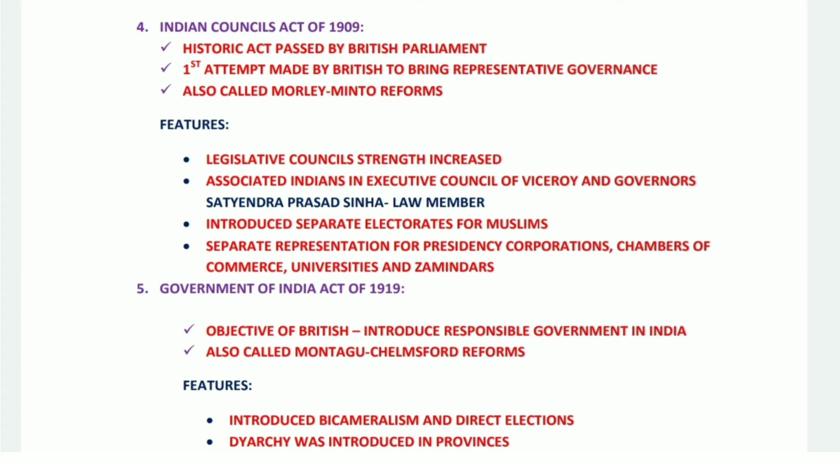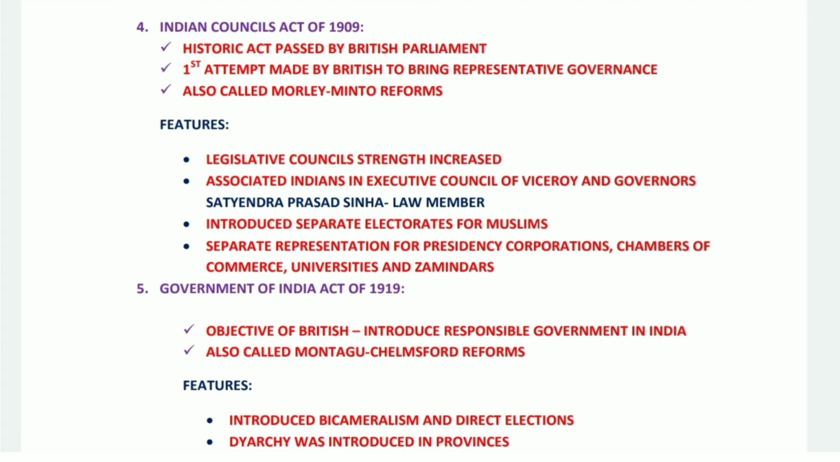So the features under this act were it introduced bicameralism and direct elections for the first time. And this bicameralism was introduced in Indian legislative councils, which contained upper house known as Council of State and lower house known as Legislative Assembly.